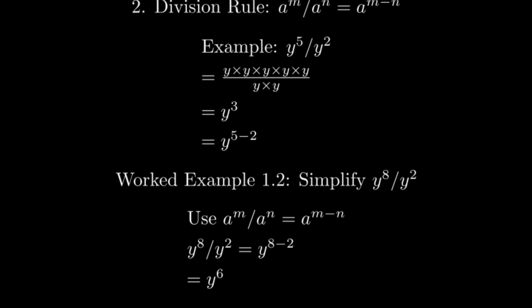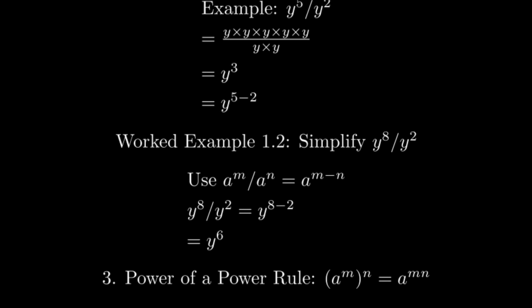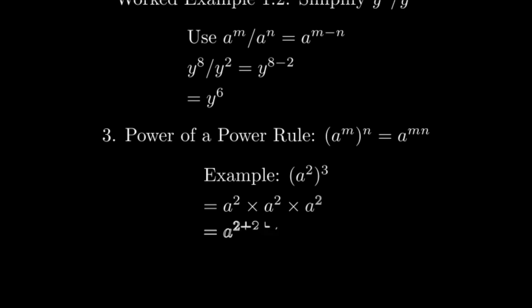The third fundamental rule is the power of a power rule. This rule says that when you raise a power to another power, you multiply the exponents. For instance, a squared cubed means we multiply a squared by itself 3 times. Using our multiplication rule, we add the exponents. 2 plus 2 plus 2, which is 6. Notice that 6 is the same as 2 times 3. So raising a power to a power means we multiply the exponents.